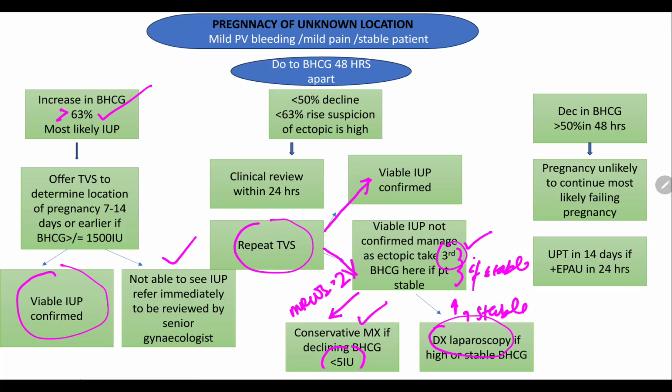The third scenario is that the beta HCG decreases by more than 50% in the 48 hours. So the pregnancy is unlikely to continue and most likely it is a failing pregnancy, though still not confirmed. What you need to do is a urine pregnancy test in 14 days. If negative, reassure the patient. If positive, the patient should return to the early pregnancy assessment unit, the EPAU, in 24 hours.